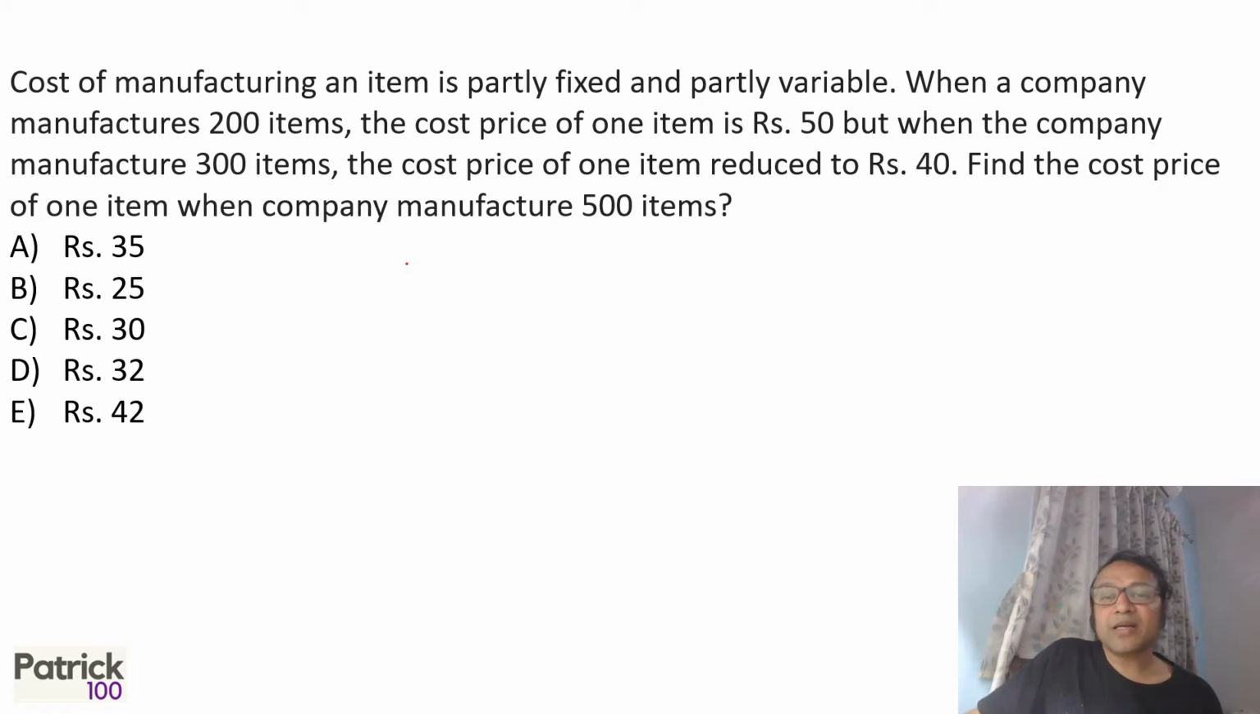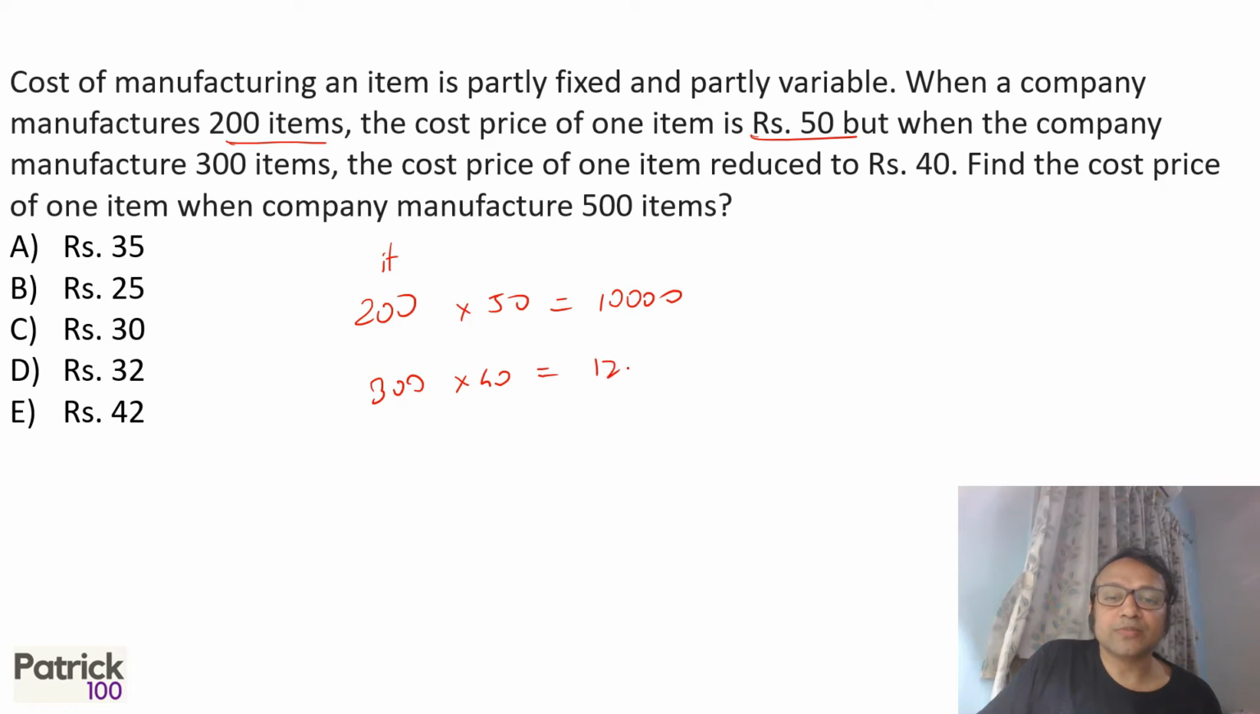Cost of manufacturing is partly fixed and partly variable. When a company manufactures 200 items, the cost price is rupees 50. So let's say if it's 200 items, so total cost is 200 into 50, which is 10,000. If you manufacture 300, total cost is 12,000. So that means when you increase by 100, the cost increases by 2,000, which will be because of the variable cost.